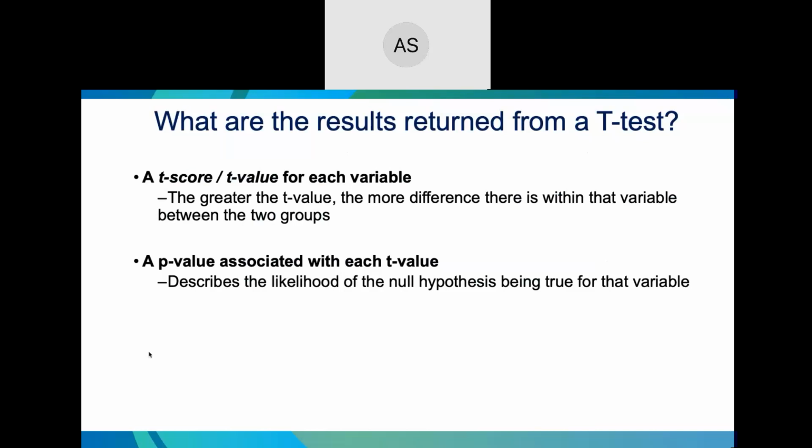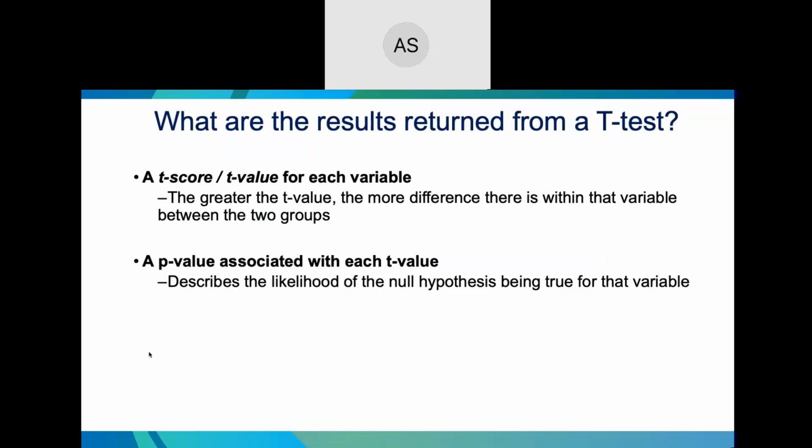So in this case, the hypothesis that we're testing is gene X is significantly differentially expressed between these two iris species. The null hypothesis is this gene is not differentially expressed. So given the t-score, a p-value is calculated which describes how likely it is that the null hypothesis is true. So how likely is it that this gene is not differentially expressed between the two groups?